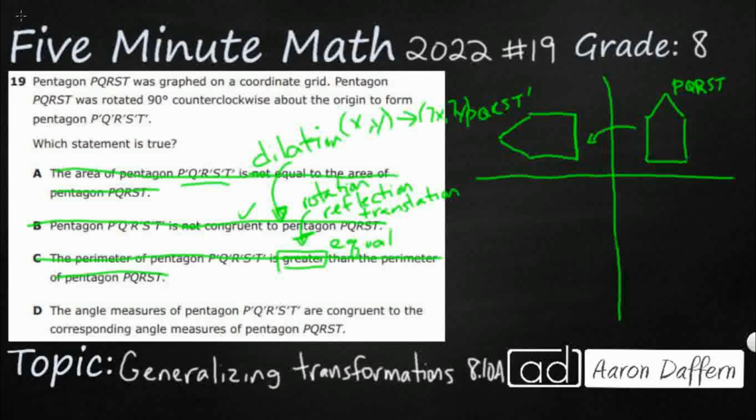D, the angle measures of PQRST are congruent. There we go, congruent. Congruent means equal or the same. And yeah, it's the exact same shape, it's the exact same size, which means it's also the exact same angle measures because they didn't change the size. If you dilate it, you still get the same angle measures. It's the side lengths that change. So the angle measures don't even change when you dilate it. So our answer is D.